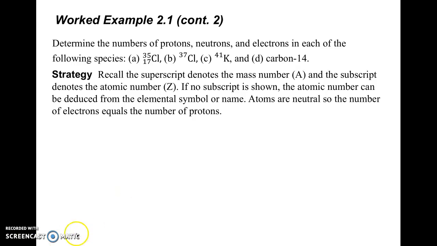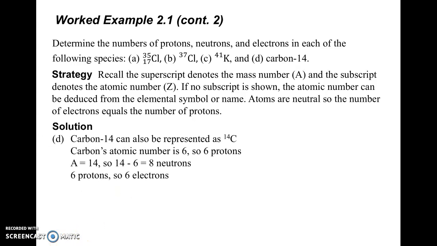We can also look at this last one, which is carbon 14. We talk about carbon-14 dating. It's because it's a natural isotope of carbon, and it's usually written as 14 in the upper left-hand corner with a C. From the periodic table, we know carbon's atomic number is 6, so there's 6 protons and 6 electrons. And if we take that mass number, 14, subtract the 6 protons, that means there's 8 neutrons.